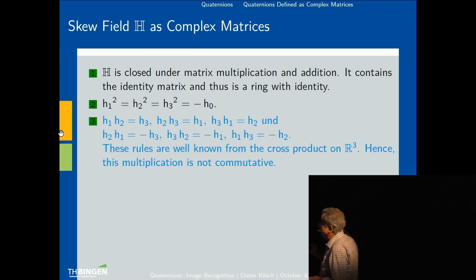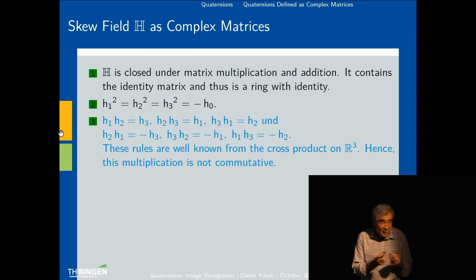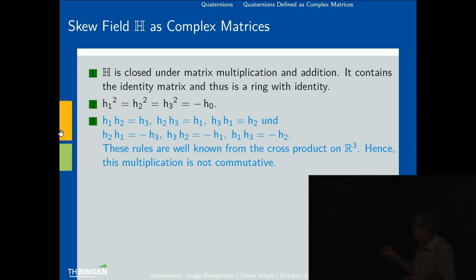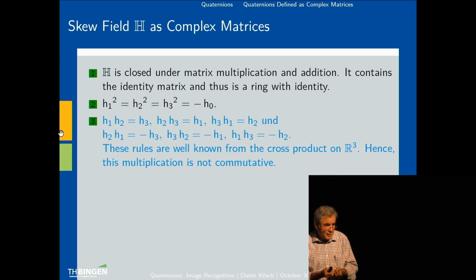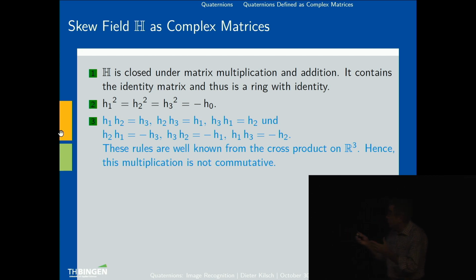Okay. And the next thing, which is really nice, and this really goes close to rotation. If you multiply H1 by H2, you get H3, and so on. And if you do it the other way around, you get minus H3. And this is really comparable to the cross products of vectors. The unit vector in x direction times the unit vector in y direction gives you the z direction, and so on. So really, you can compare these. And this definitely demonstrates to you that multiplication is not commutative.